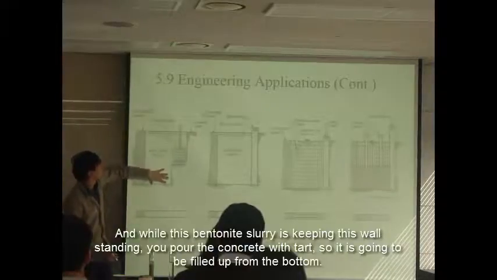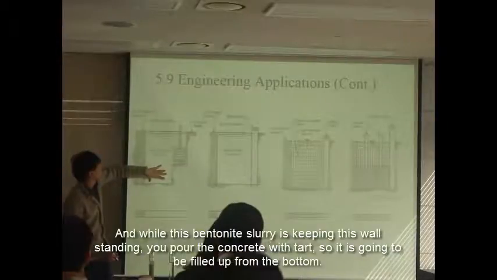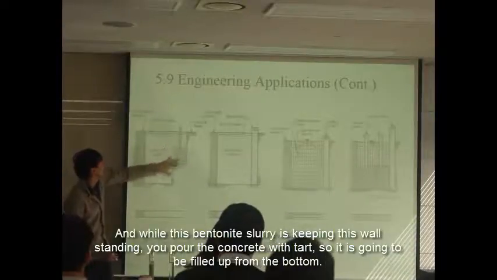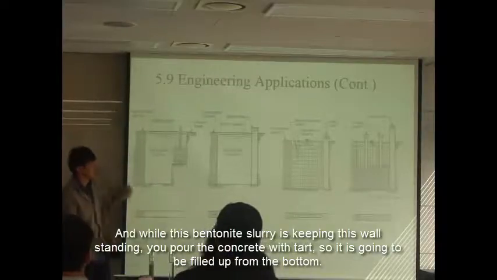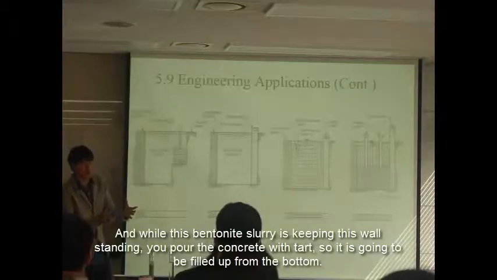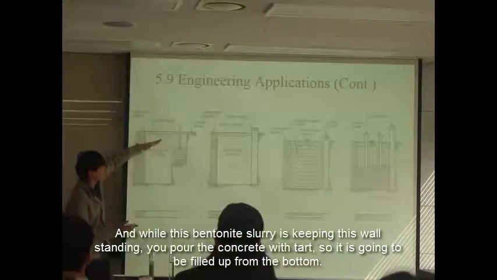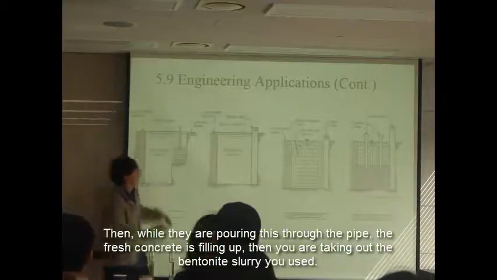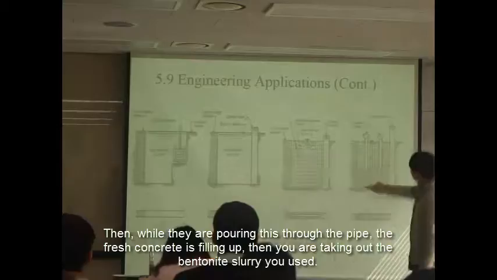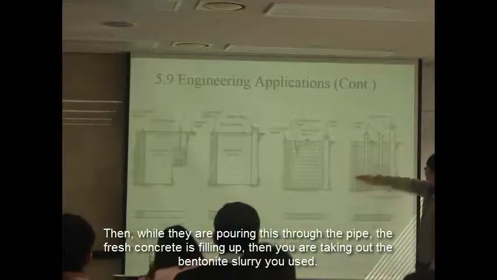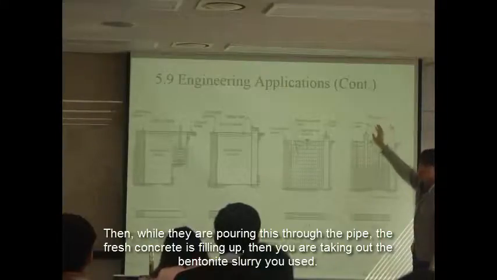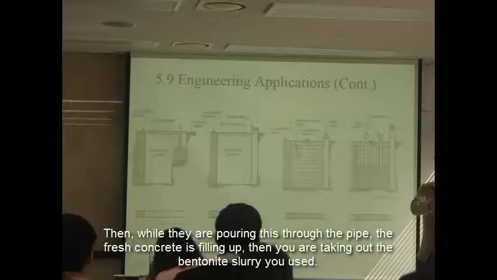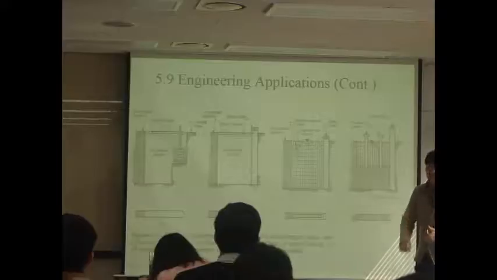And after bentonite, while this bentonite slurry is keeping the wall standing, you pour the concrete mortar, and the concrete mortar is heavier than the bentonite slurry, so it's going to fill up from the bottom. Then, while you're pouring through this tremie pipe, as the fresh concrete is filling up, you're taking out the bentonite slurry and you reuse it. That's how you construct the side wall along the excavation site.